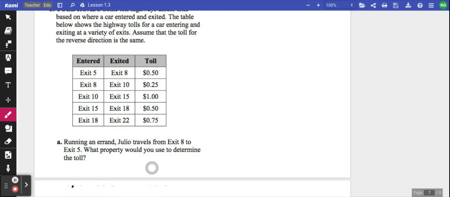So this one is saying if he enters on 5 and exits at 8, it's 50 cents. And up here it says assume the toll for the reverse direction is the same. So if he gets on at 8 and off at 5, it's still 50 cents. And that is by commutative property.